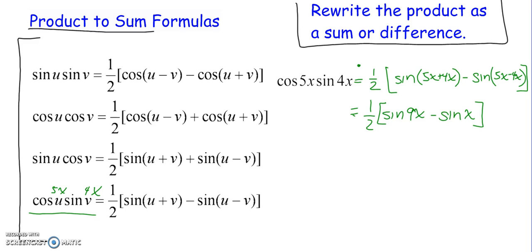Those are not like terms. You stop. You cannot combine sine of 9x with sine of x. They're done. They're not the same. Leave it as is. All right.